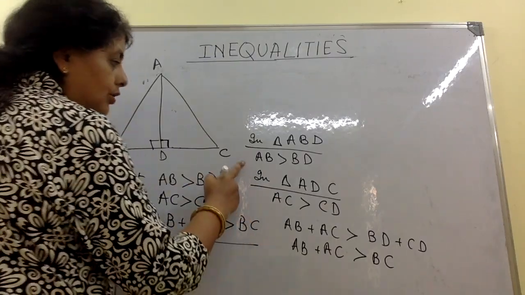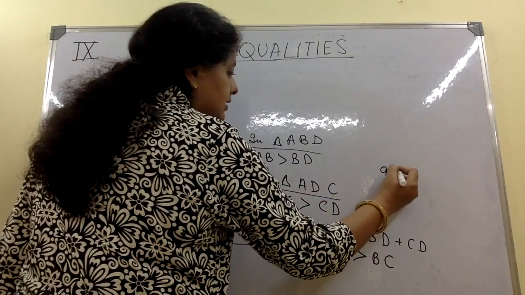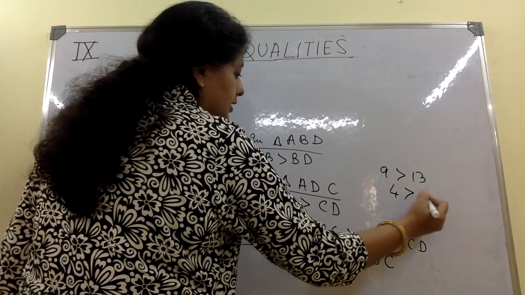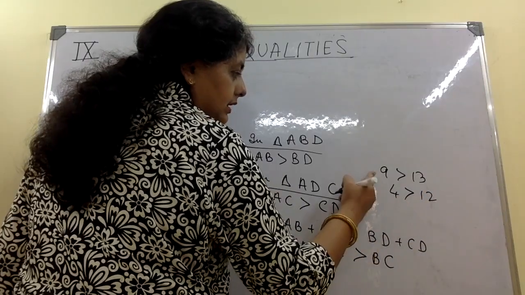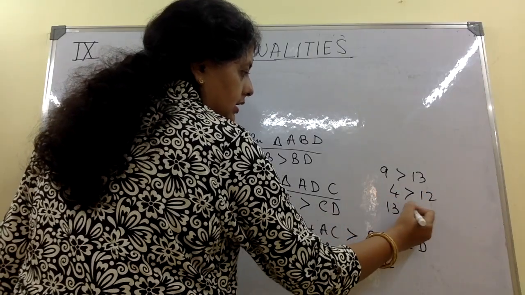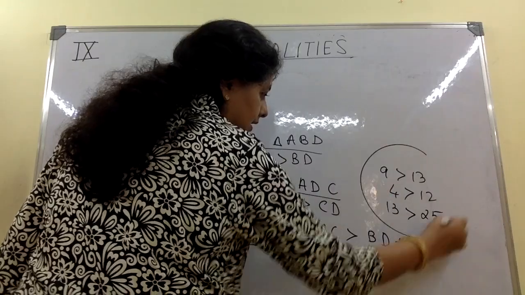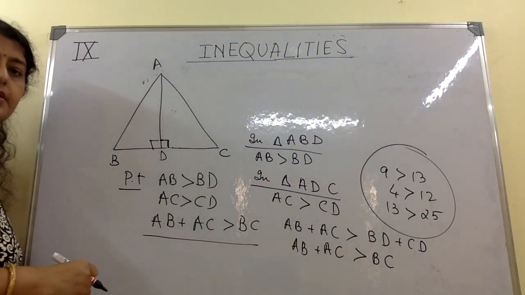If you are not understanding how to add this, see, if I say 9 is greater than 4, and 13 is greater than 12, then 9 plus 13 is greater than 4 plus 12. This is exactly what I did.